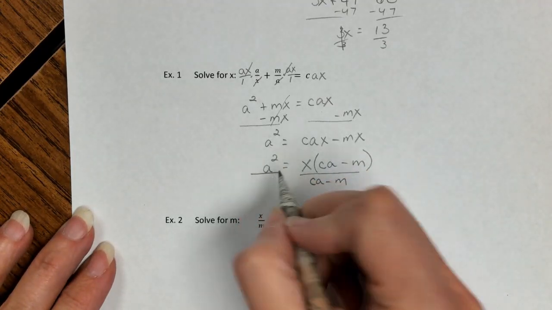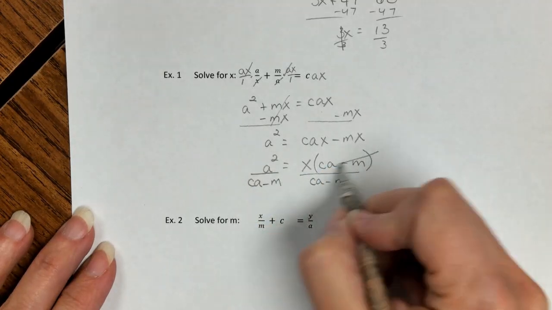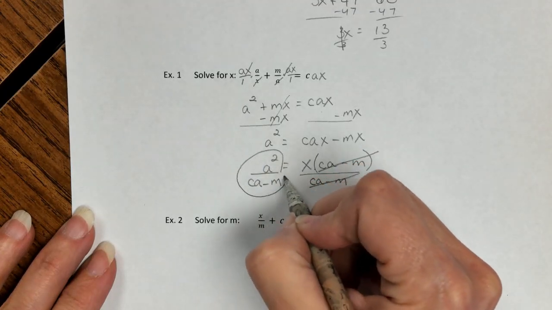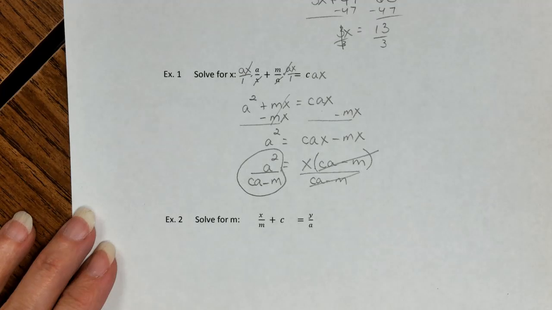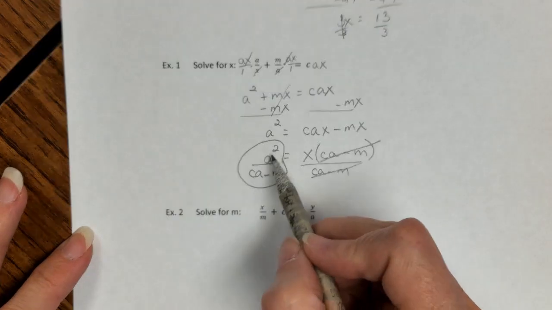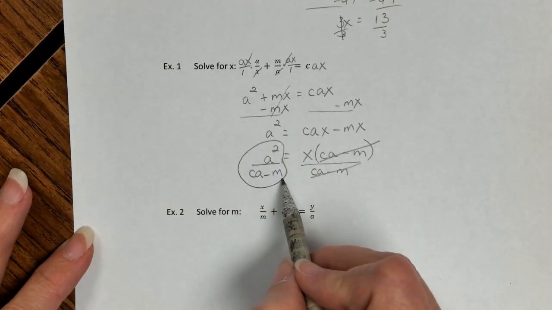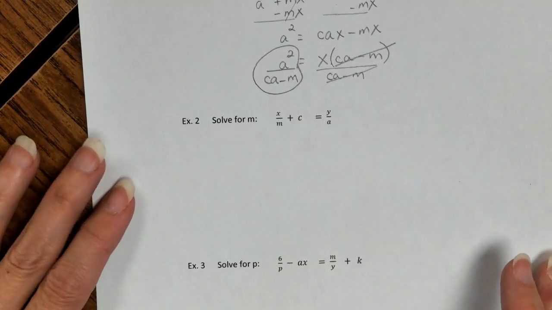Then we divide by the coefficient of x, which is all of that in parentheses, so ca minus m. Of course, whatever we do to one side, we do to the other side. So there we go, those cancel. x equals a squared over ca minus m. And that's it. We have isolated the x, we have solved for x. Of course, you hopefully remember that you cannot reduce that because a does not factor out of the denominator. It would have to do that before you could reduce. So we're done with that one.